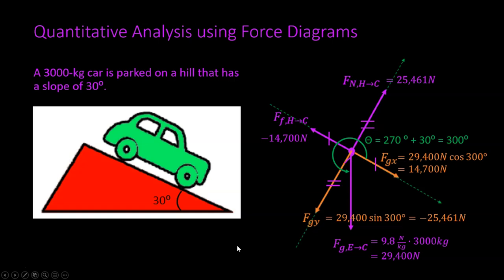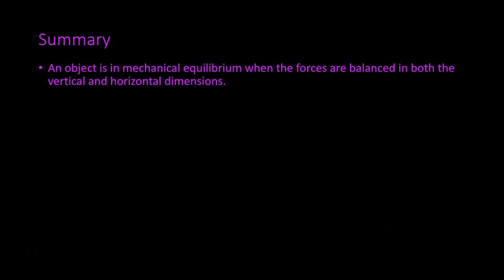Well, this wraps up our lesson on mechanical equilibrium. Let's review what we've learned. First, an object is in mechanical equilibrium when the forces are balanced in both the vertical and horizontal dimensions. They have to be balanced in both dimensions. An object's motion, when it's in mechanical equilibrium, is either at rest or moving with constant velocity.